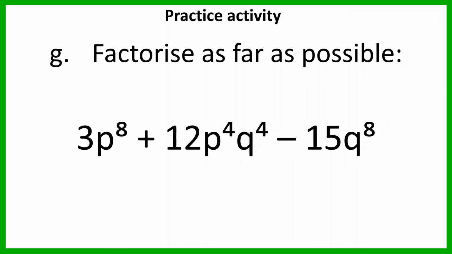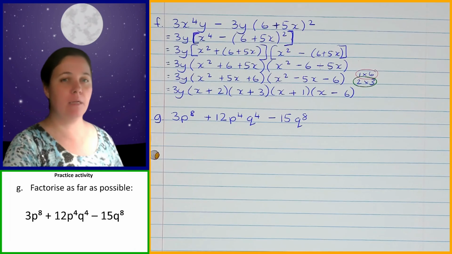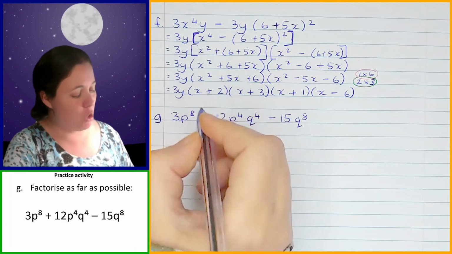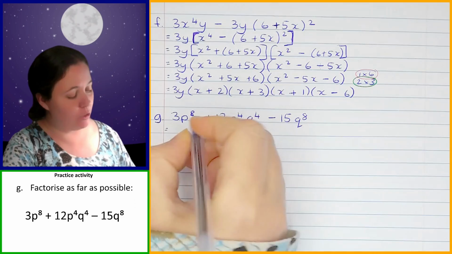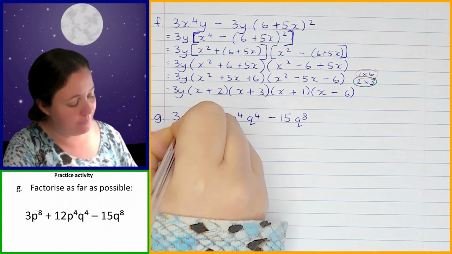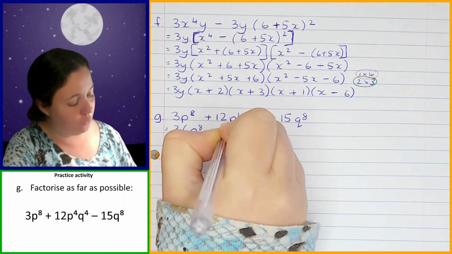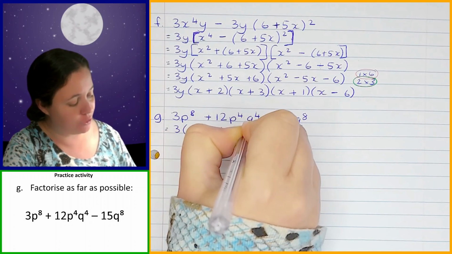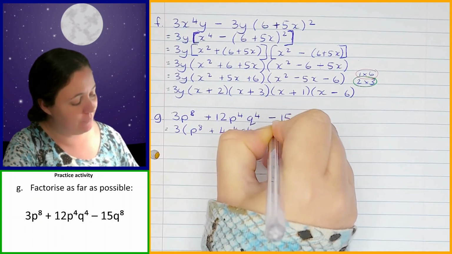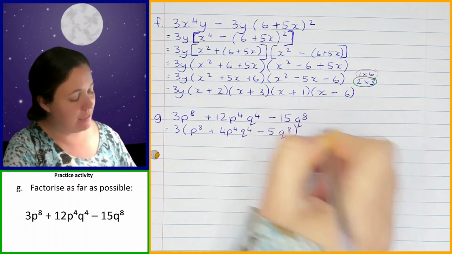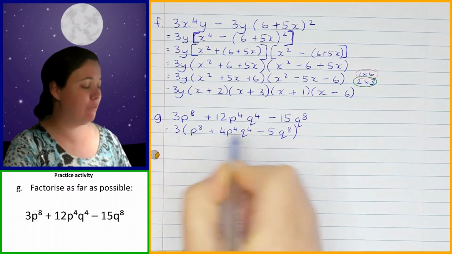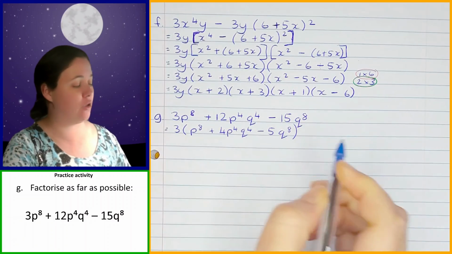Okay, so let's go through that question. First of all, you had to take out a common factor, which was 3. So I have 3, and then p to the power of 8 plus 4p to the power of 4 q to the power of 4 minus 5q to the power of 8 left in my brackets over there. That was the first step: taking out that common factor of 3.